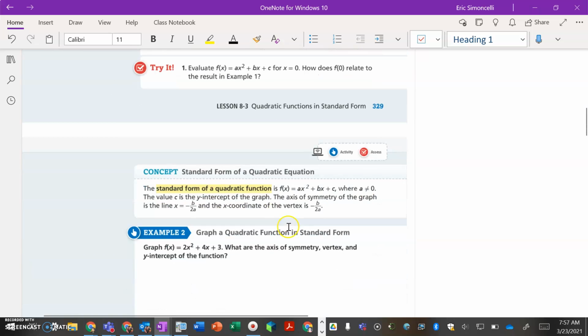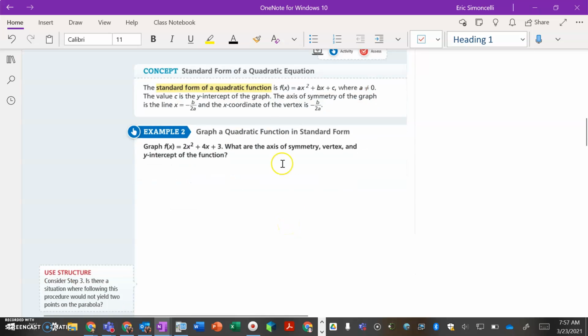Okay, so let's now take a look at the standard form of a quadratic function, and it's denoted as such. F of x equals ax squared plus bx plus c, where a cannot equal 0. The value c is the y-intercept of the graph. The axis of symmetry of the graph is the line x equals -b over 2a, and the x-coordinate of the vertex is -b over 2a.